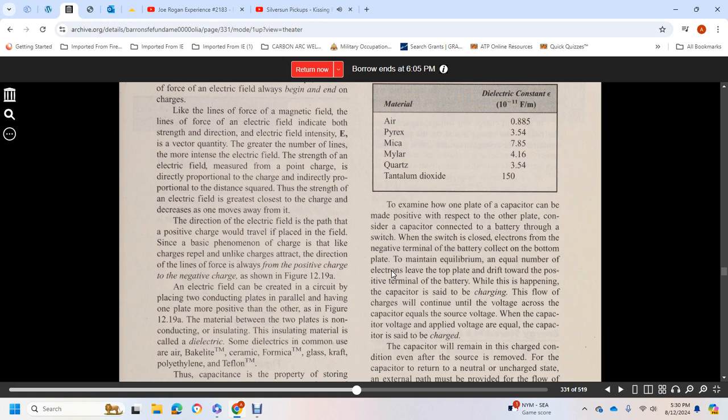Equal numbers of electrons leave the top plate and deposit at the terminal of the battery. When this happens, the capacitor is said to be charged, with the flow of charge continuing until the voltage across the capacitor equals the source voltage. If the applied voltage and the capacitor voltage are equal, the capacitor is said to be charged.